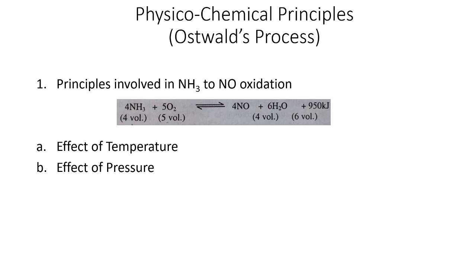After that, we were discussing effect of pressure. The forward reaction proceeds with little increase in volume, as you can see in the reaction. That is, on the reactant side there are 9 volumes, on product side there are 10 volumes, so volume is increasing. So if we increase the pressure, equilibrium shifts to left and decreases the yield. That is expected according to Le Chatelier's principle.